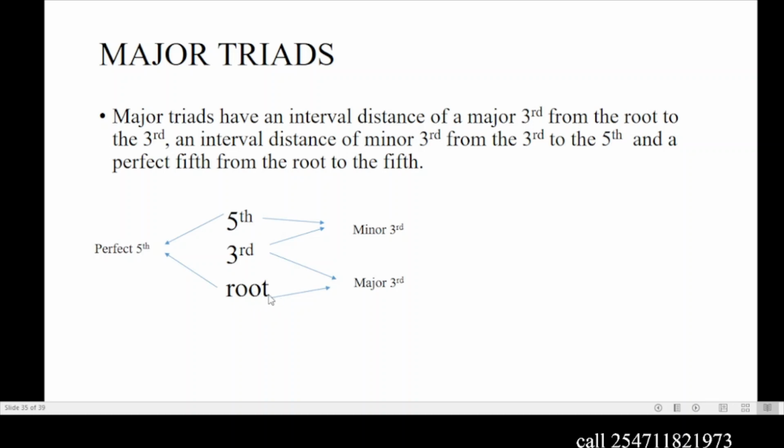If you're not understanding what is going on, please watch my videos on intervals. So from the root to the third, the distance should be a major third. Then from the third to the fifth, this interval distance should be a minor third. Then from the root to the fifth, the distance should be a perfect fifth. That is the quality of a major triad. A major triad should have a perfect fifth from the root to the fifth, a major third from the root to the third, then a minor third from the third to the fifth. Interval distances should be like that.